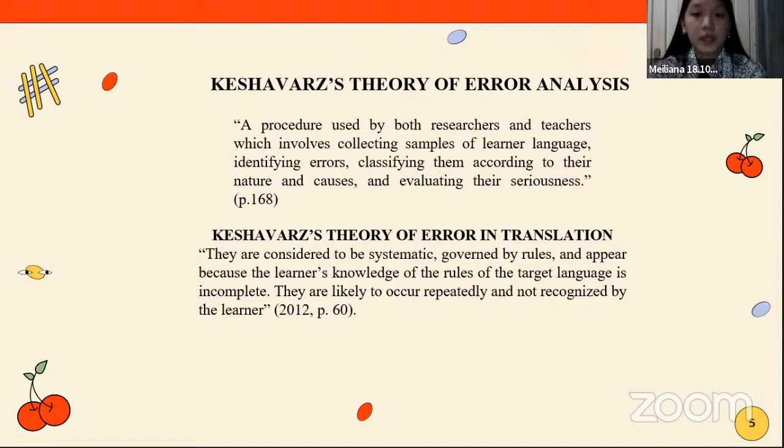So working as a translator, we need to understand the structure of our target language. We should not only master our mother language, because as a translator, error will always be possible to happen. So whether it is recognized or not, we should recheck again. And then the next one is the methodology.